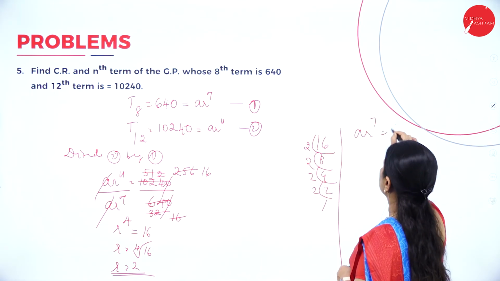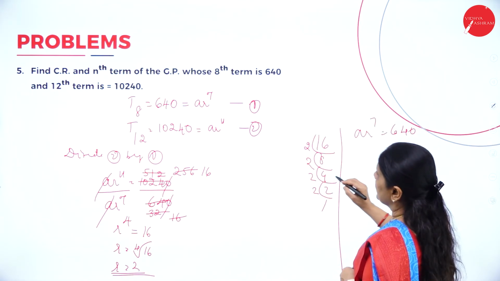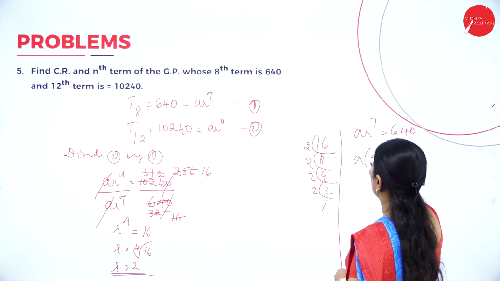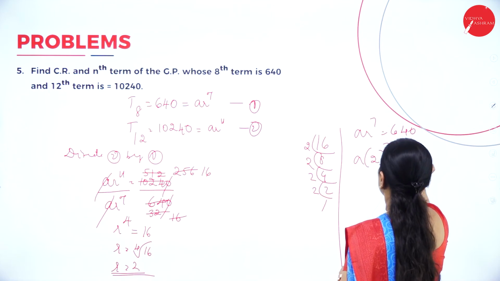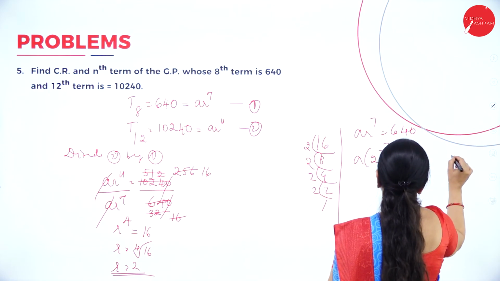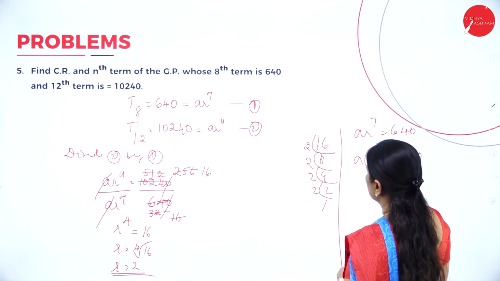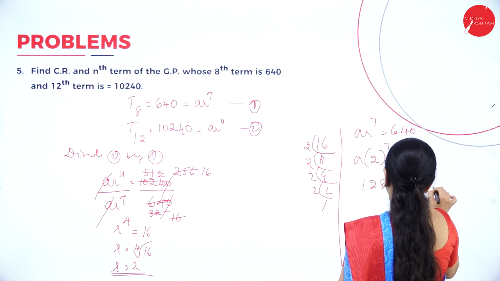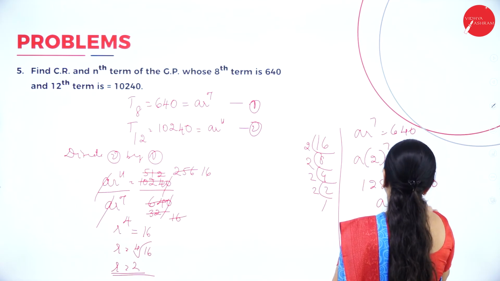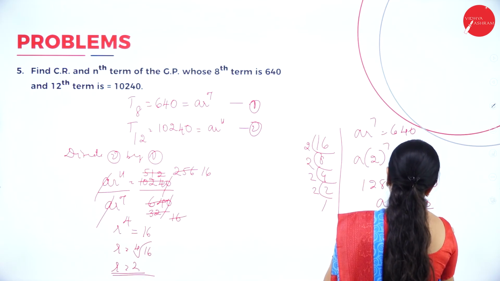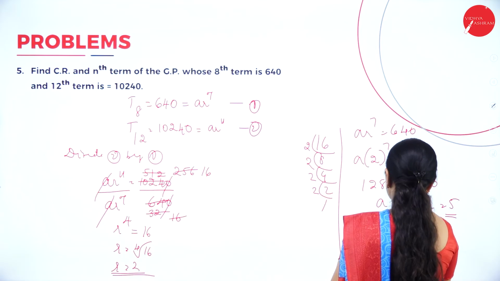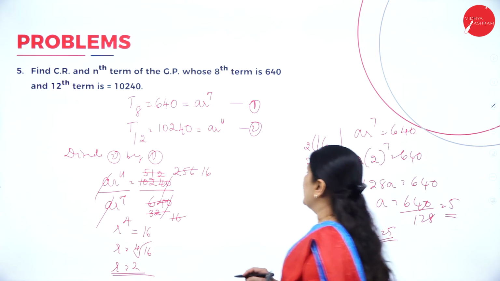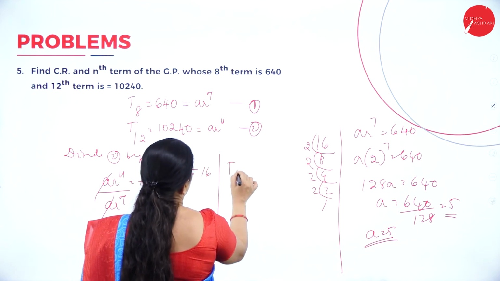AR to the power 7 equals 640. Now we don't know A but we know R. A into 2 to the power 7 equals 640. So this will be equal to 128A equals 640. So A will be equal to 640 by 128, that is equal to 5. A equals 5. Now we have to find the nth value.